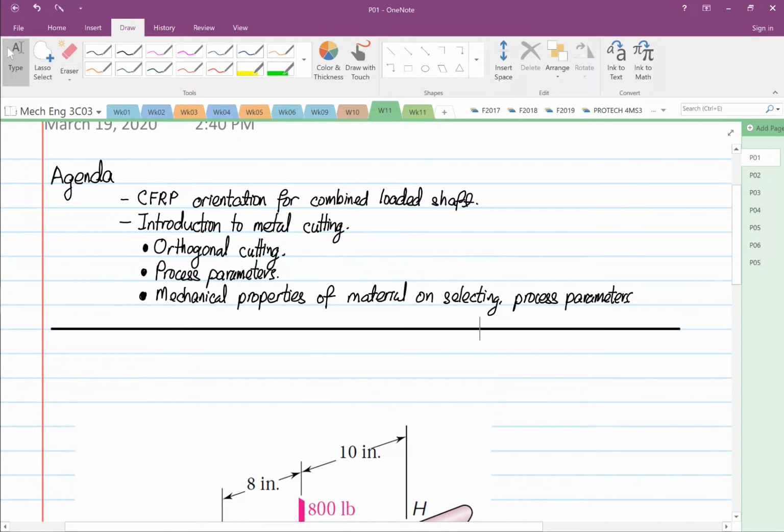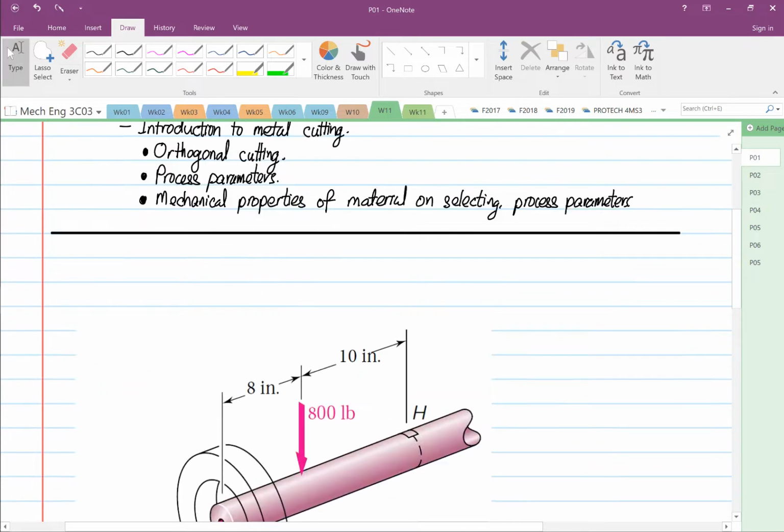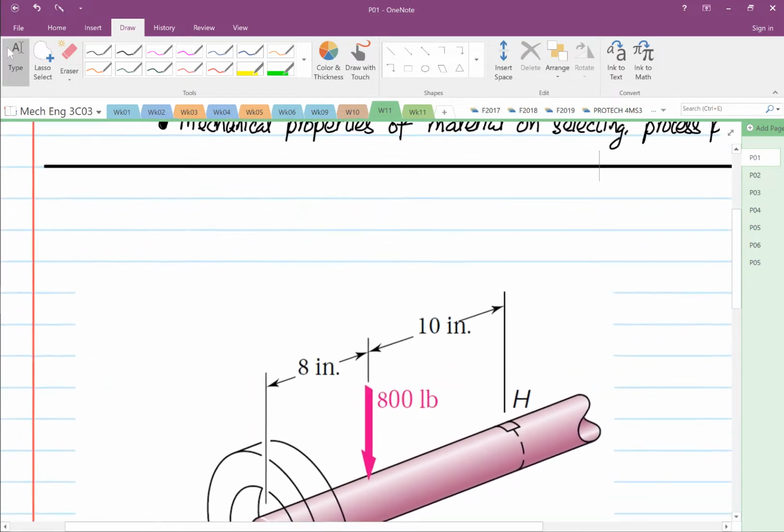So our agenda today is we're going to do an example of carbon fiber reinforced plastic orientation for combined loaded stuff. Then we're going to start a new topic, which is introduction to metal cutting. We're going to look into orthogonal cutting, and then we're going to talk about process parameters and how the mechanical behavior properties of material affect selecting process parameters. Okay, so we're going to do carbon fiber.